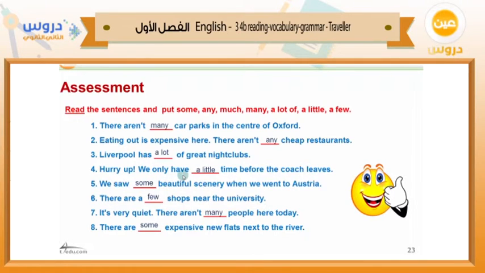4. Hurry up. We only have a little time before the coach leaves. 5. We saw some beautiful scenery when we went to Austria. 6. There are a few shops near the university. 7. It's very quiet. There aren't many people here today. And 8. There are some expensive new flats next to the river.